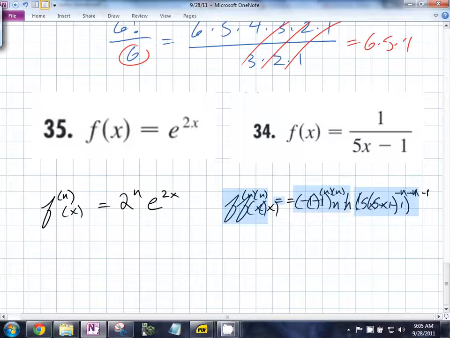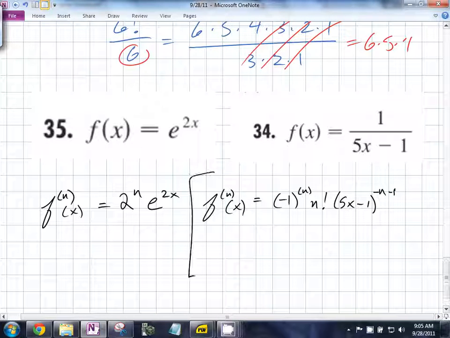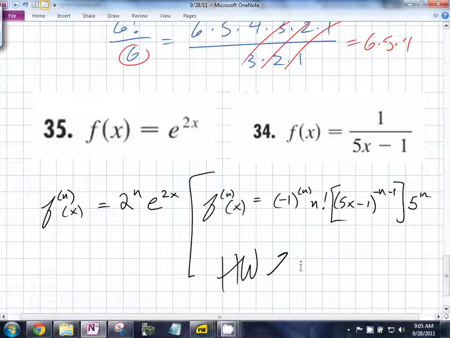Looks right. So homework, part of it, understand that and verify that. That looks good. Okay, ready to move on?